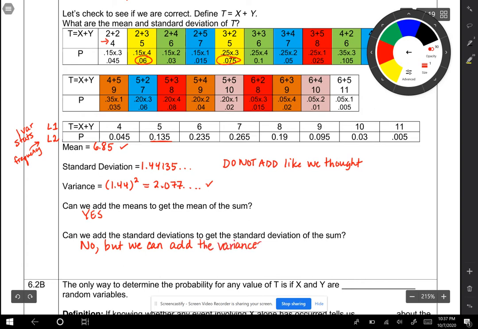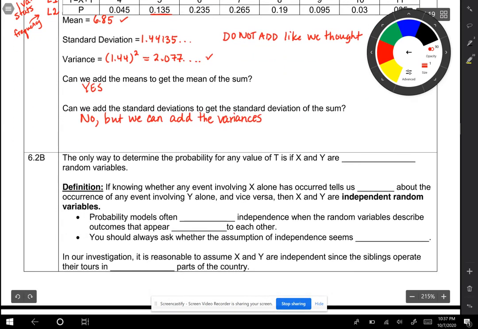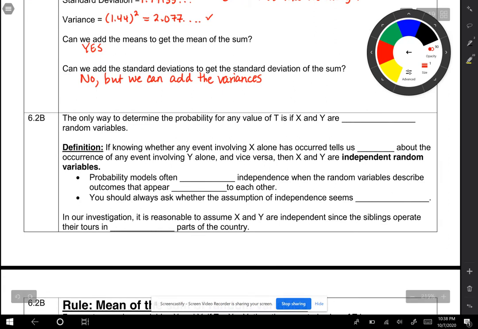And that will help us a little bit here in the next little portion. All right. The only way to determine the probability for any value of t is if x and y are independent random variables. And this is going to be a really big thing in all of second semester, and it is called the independence condition.